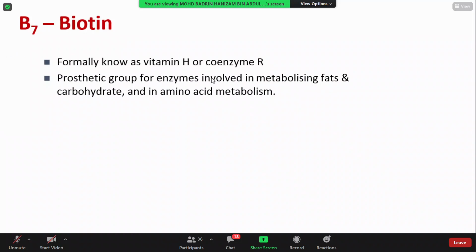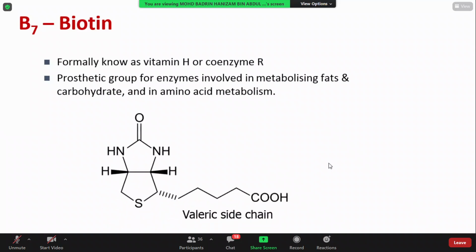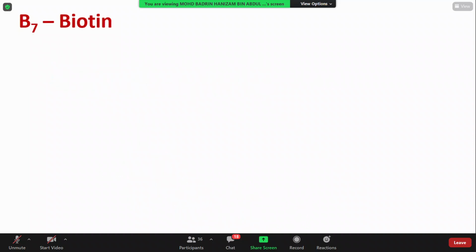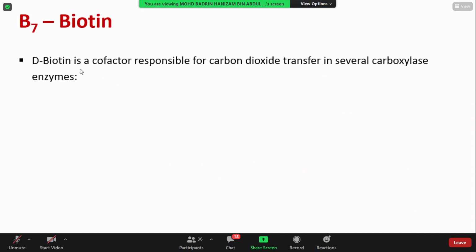This vitamin B7, or biotin, is a prosthetic group for enzymes involved in metabolizing fats and carbohydrates, as well as responsible in amino acid metabolism. So this is biotin with valeric side chain. Valeric is a short chain fatty acid.